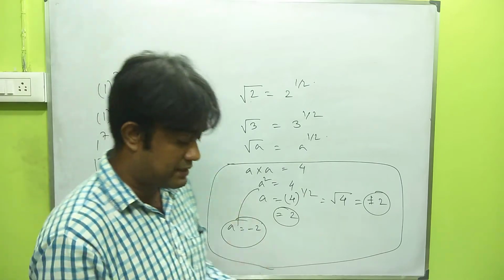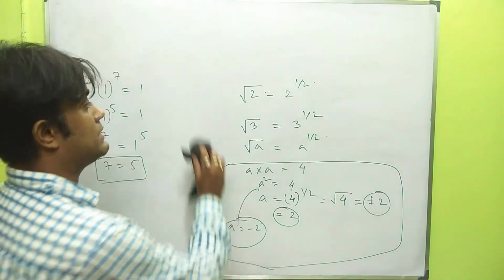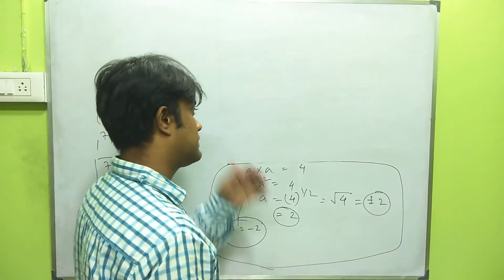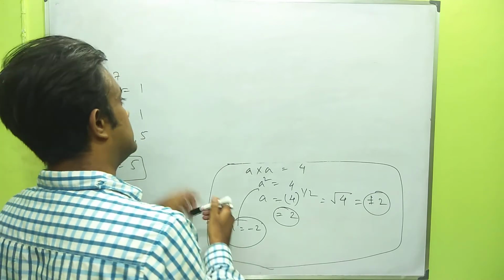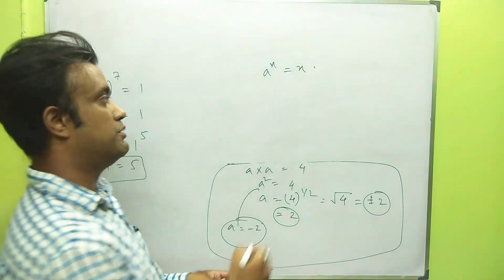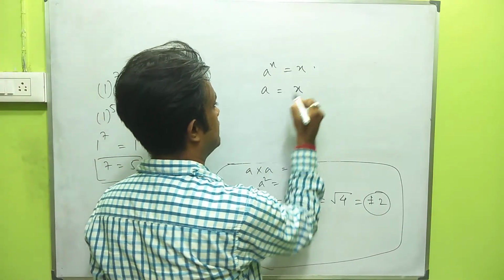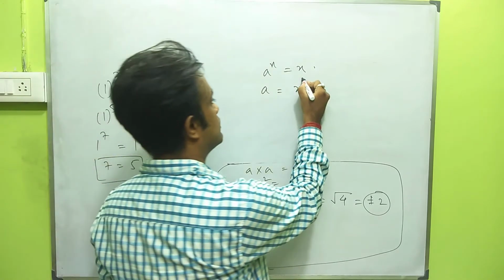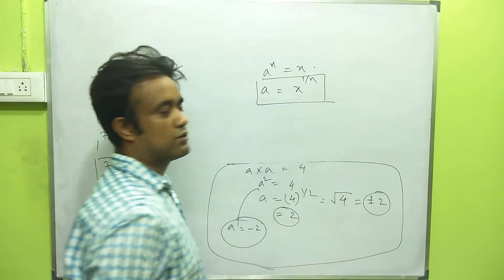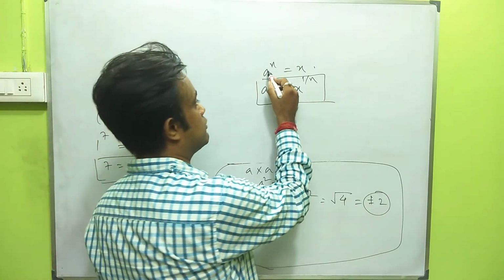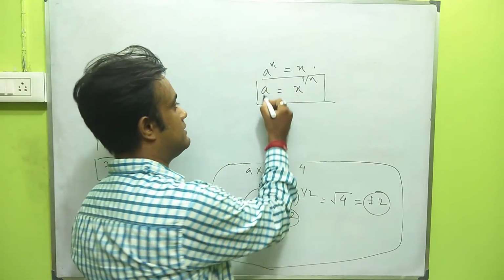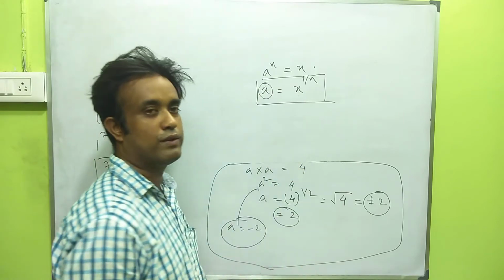So now I explain what is nth root, what is cube root, what is fourth root. I explain what is nth root. Suppose a to the power n is equal to x. That is, a will be x to the power 1 by n. That is called nth root. So a to the power n is equal to x. A is equal to x to the power 1 by n. That is, a is called nth root of x.